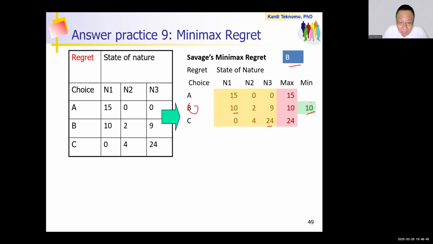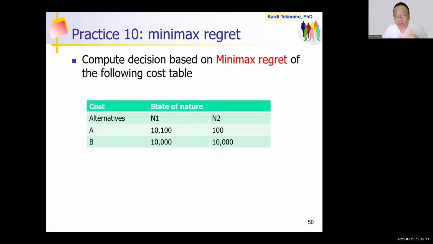You want to practice this? Minimax regrets. Or you practice this one. This is only 4 values.